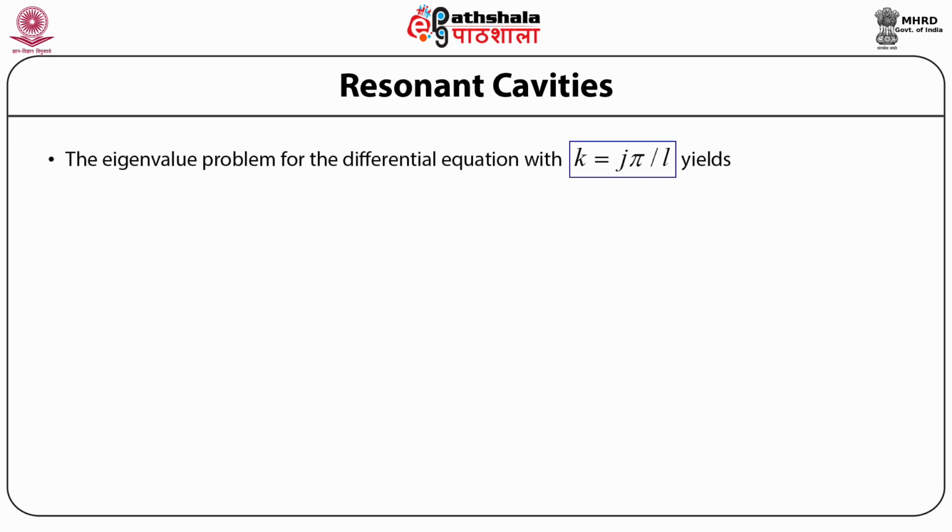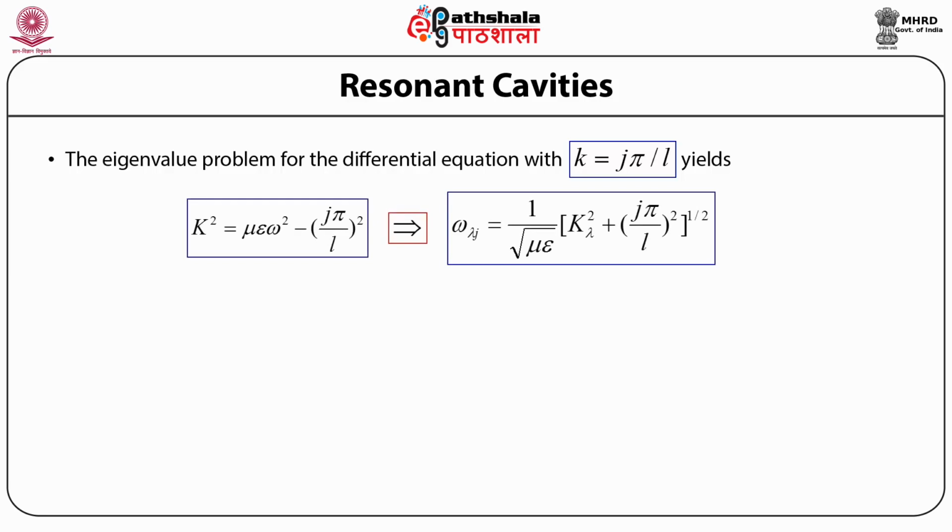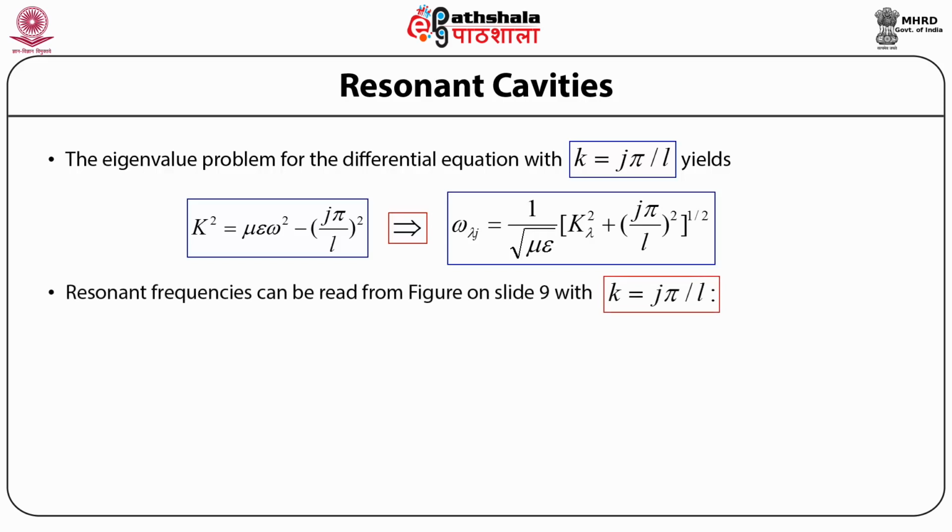Solving these equations, the eigenvalue problem for the differential equation with the wave number k equal to jπ/L yields the value of capital K² equal to με ω² minus (jπ/L)², and from this we can then find out the value of the angular frequency ω_λj equal to 1/√(με) times [K²_λ + (jπ/L)²] to the power half, and the resonant frequencies can then be found out with the value of the wave number k equal to jπ/L.